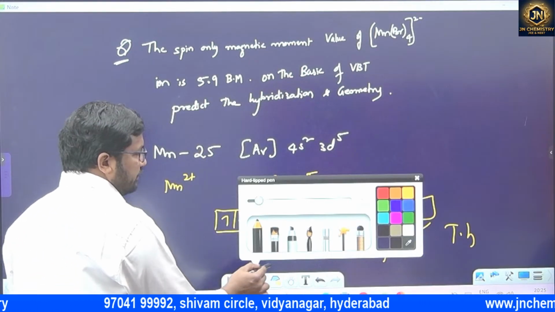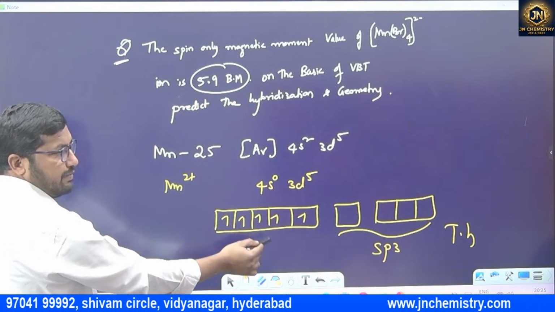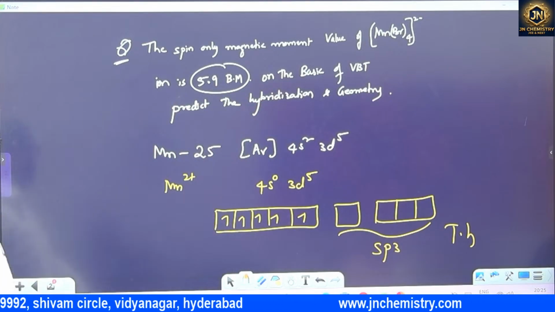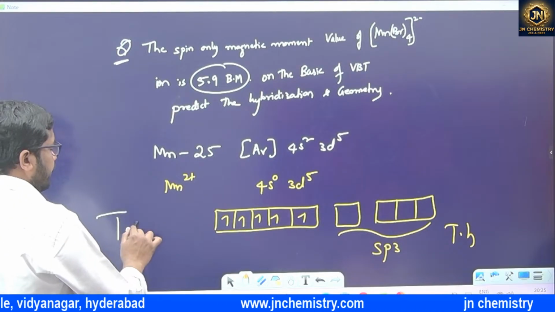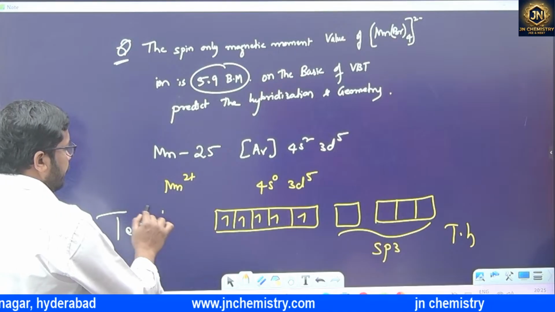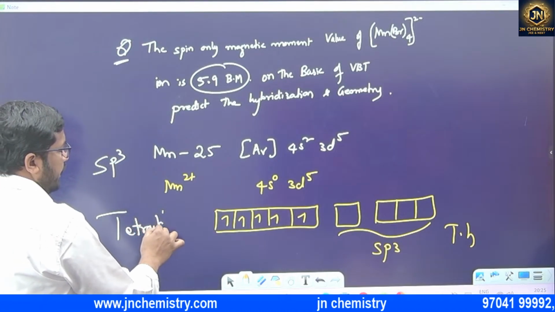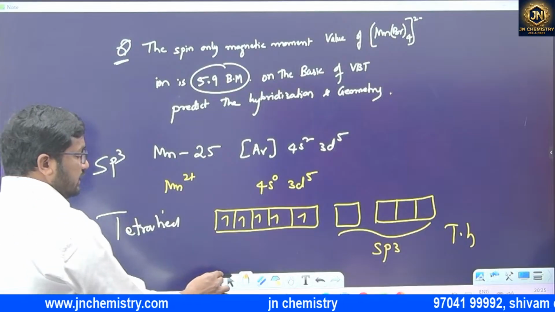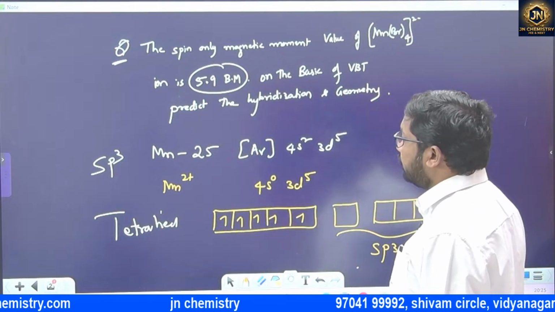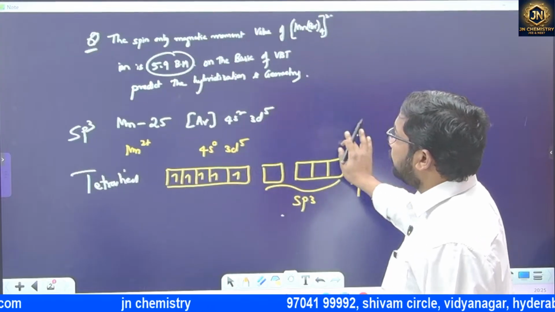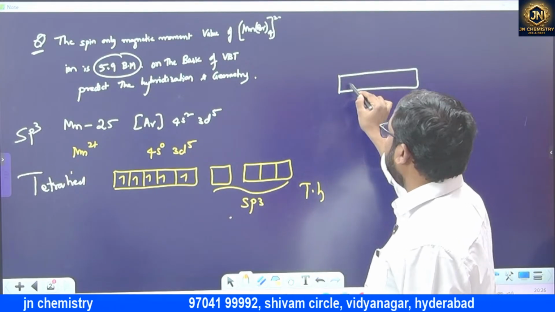So now this is tetrahedral, according to the concept. The given value is 5.9 BM, which means 5 unpaired electrons, so it's matching. Obviously this is a tetrahedral geometry, sp3 hybridization. Imagine if you are confused, sir, that it might be undergoing a strong field ligand. If pairing takes place, what exactly happens? How many electrons? 5.